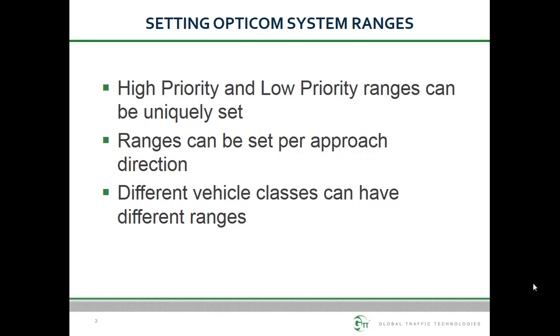Second, it is possible to set different ranges by direction. Sometimes traffic engineers look to design long ranges for a mainline movement and short ranges for side street movements. Within both the IR system and the GPS system, this is possible. Lastly, it is possible to set different ranges for different vehicle classes, express buses versus local buses, or ladder trucks versus chief vehicles, for example.